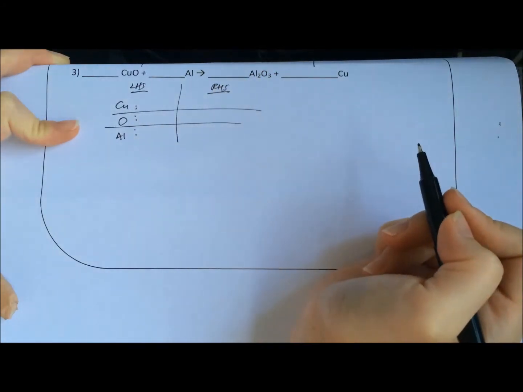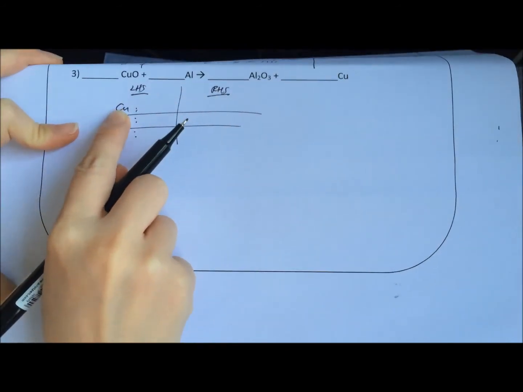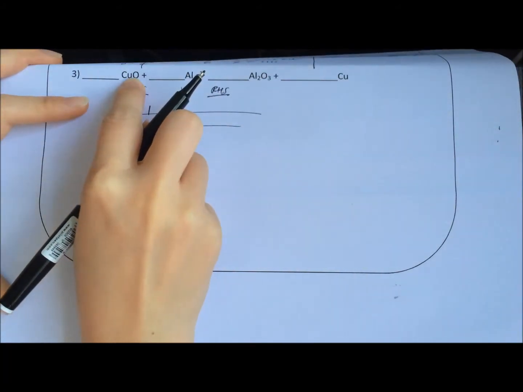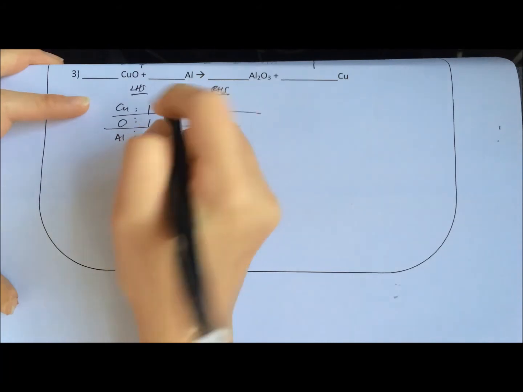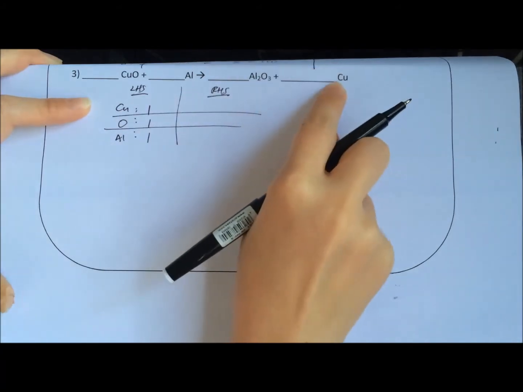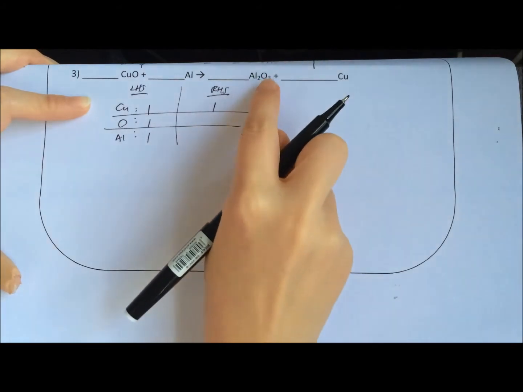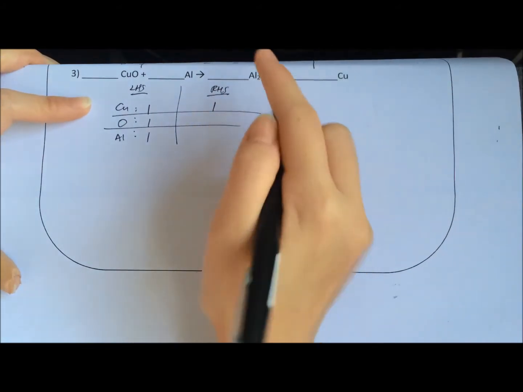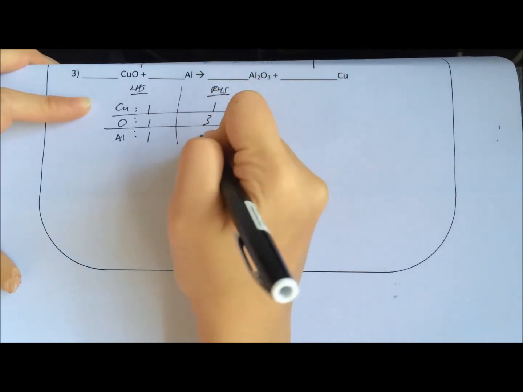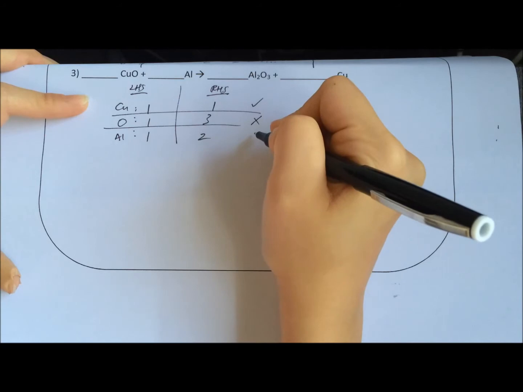So now we count. On the left, how many copper do we have? 1. So we write 1. How many oxygen do we have? 1. How many aluminium do we have? 1. Now we look at the right hand side. How many copper do we have? 1. How many oxygen do we have? Number behind is 3, so we have 3 oxygen. How many aluminium do we have? Number behind is 2, so we have 2 aluminium. So balance, not balance, and not balance.